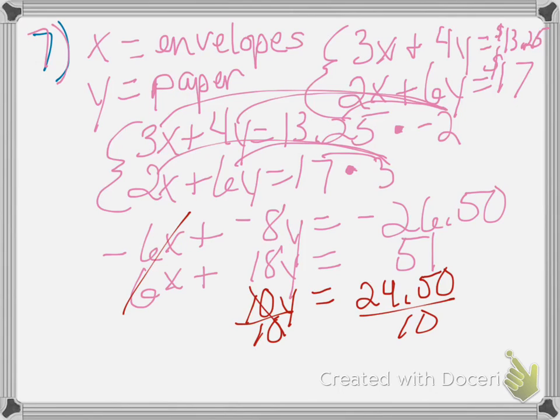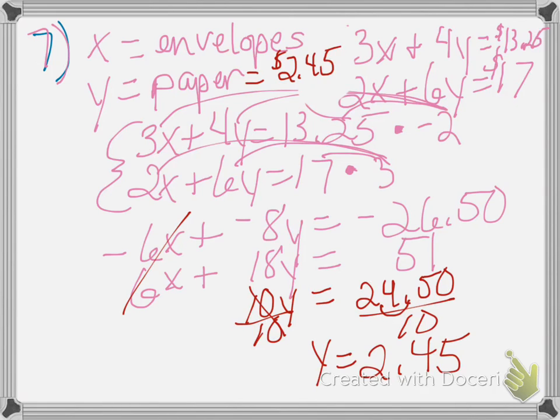Now, to make your life easy, just remember that that means that you move this decimal one place to the left, and that gives you $2.45. I'm going to have to erase some things up here so I can write my answers. Okay, so that is what the paper costs. Okay, now I need to find envelopes. So where would you like for me to plug in?